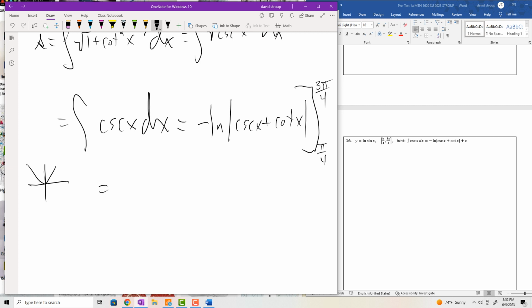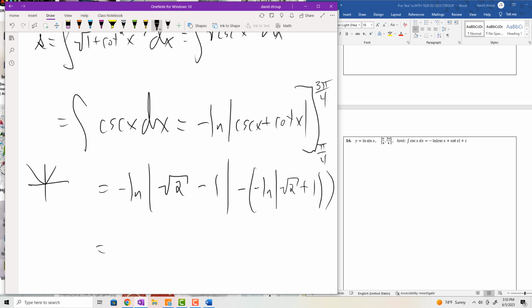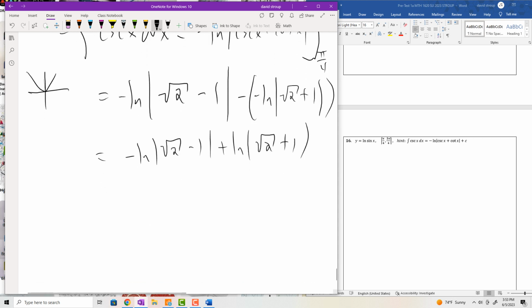Okay. So this will equal ln absolute value, cosecant of 3 pi over 4 is root 2. Cotan of 3 pi over 4 is negative 1. And then we go minus ln absolute value. Now we evaluate pi over 4, so cosecant of pi over 4 is root 2. And then cotan of pi over 4 is just 1. Okay. And then we could get an approximation or rewrite negative ln absolute value root 2 minus 1 plus ln absolute value root 2 plus 1. Okay, but that answer right there is fine as well.